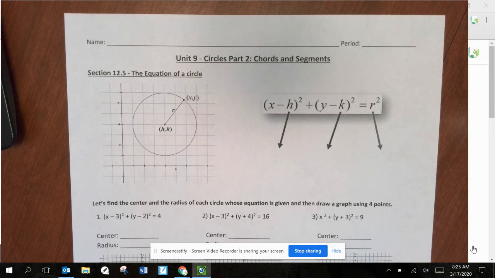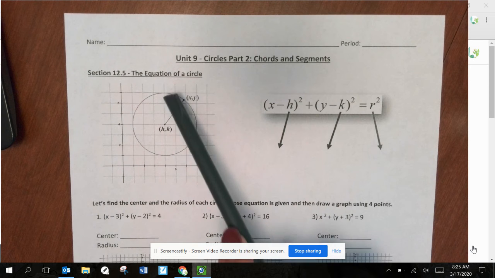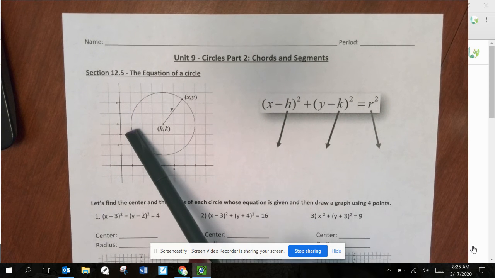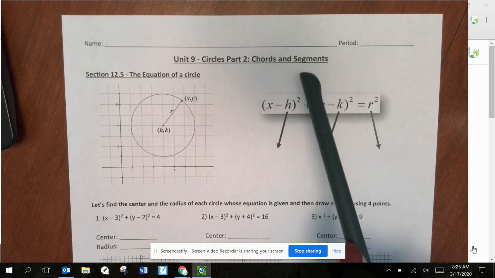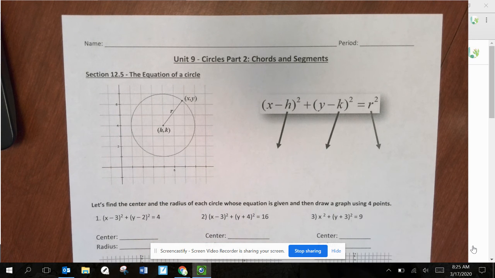If you remember, last unit we talked about circles, and so Unit 9 is the second part of circles where we're going to talk about chords, which were the segments that went from one side to the other of your circle, not necessarily through the center. And we're going to talk about segments like secants and tangent lines and things like that.